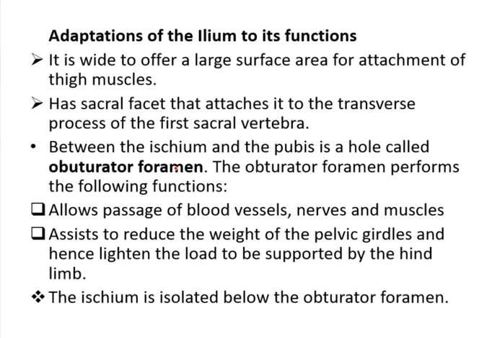Let's look at the adaptations of the ilium to its functions. It is wide to offer a large surface area for attachment of thigh muscles. Then it has sacral facets that attach it to the transverse process of the first sacral vertebra. And between the ischium and the pubis is a hole called the obturator foramen.